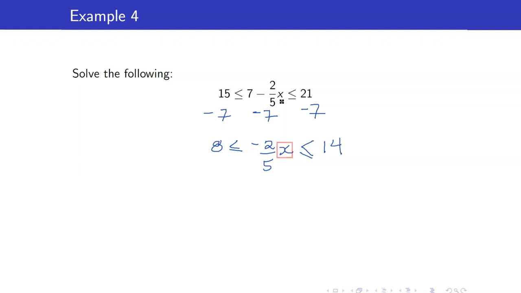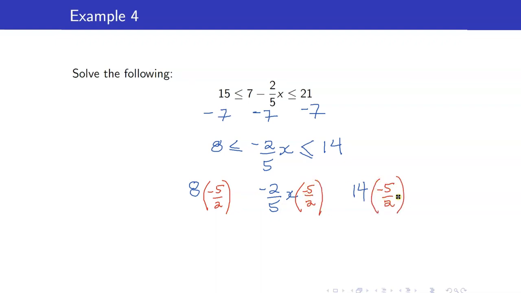Since we are solving for x and x is multiplied to negative 2/5, how do we get rid of this coefficient? We multiply everything by the reciprocal of negative 2/5, which is negative 5/2. Here I am now multiplying negative 5/2. Take note that we multiplied a negative number. So therefore, from the multiplication property of inequality, if you are multiplying by a negative number, the inequality sign will flip. So this is going to be greater than or equal to.